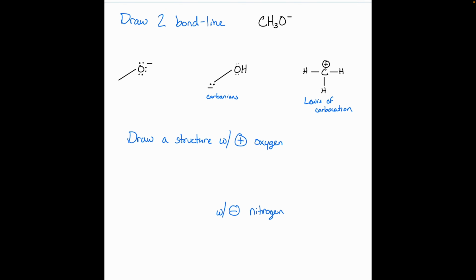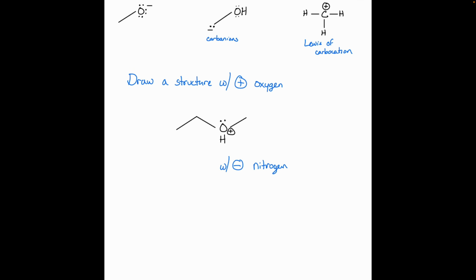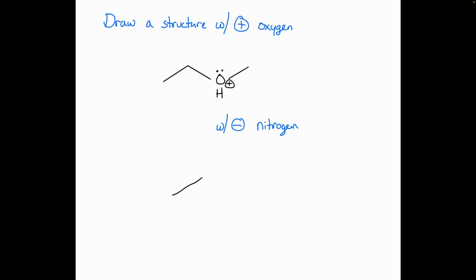All right, so if we have a positively charged oxygen, that means that it should have 1 lone pair and 3 bonds. Put a hydrogen on there. So here's an example of a positively charged oxygen. If I'm going to do a negatively charged nitrogen, it needs how many lone pairs? 2 lone pairs and 2 bonds.